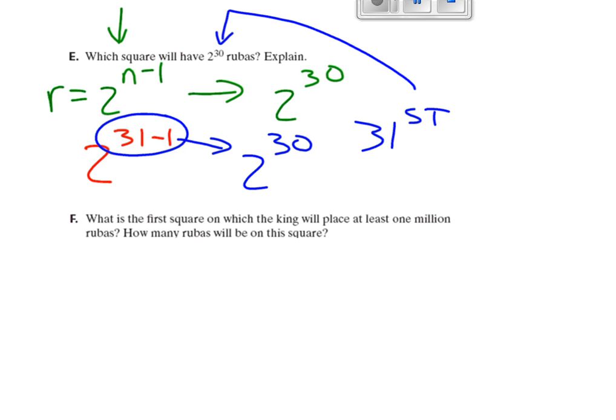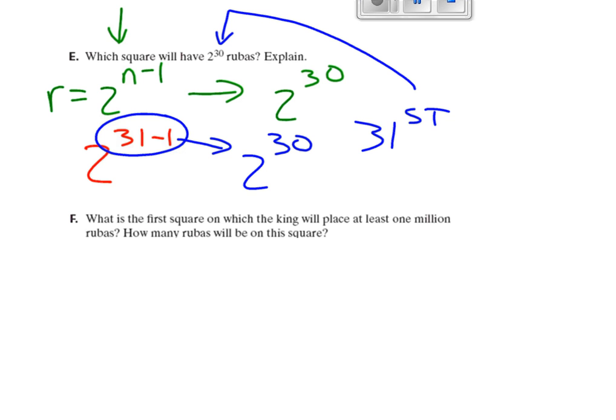All right, now, the first square on which the king will place at least 1,000,000 rubas. Now, this is a little bit of guess and check. You kind of have to plug in some numbers into your exponent and maybe write some down along the way. So give it a try. It takes a few times to get through this a little bit. So give it a try.